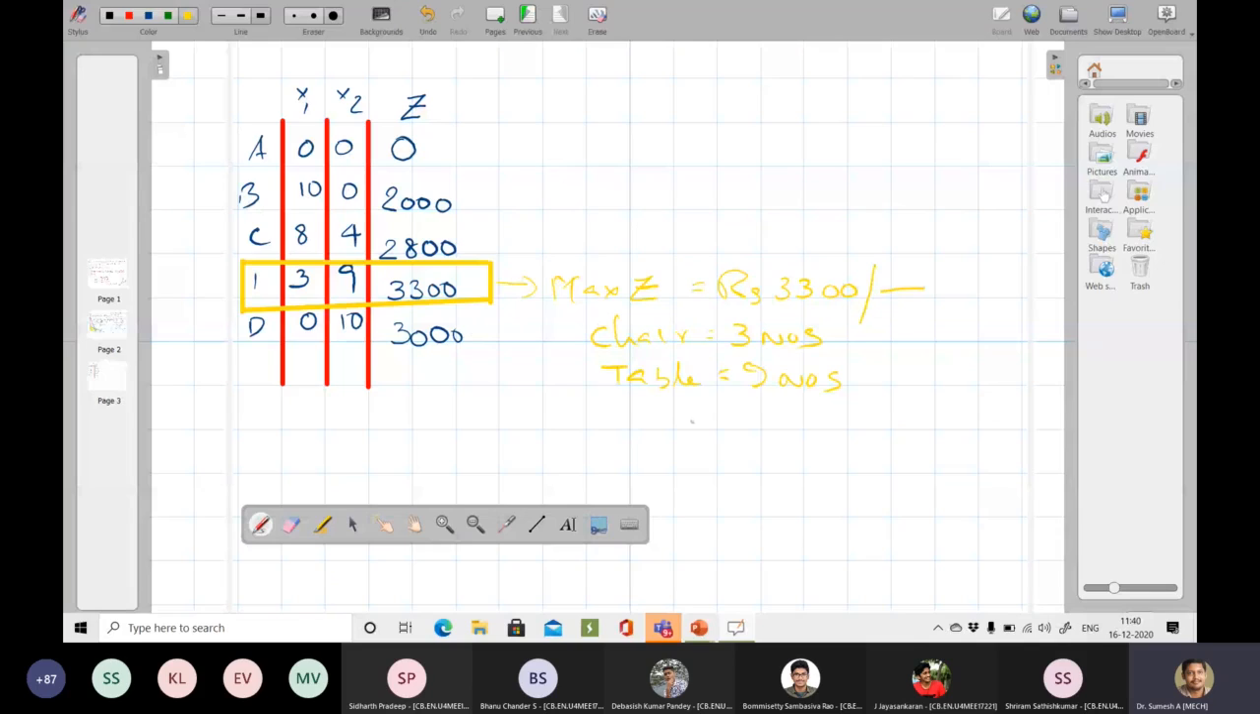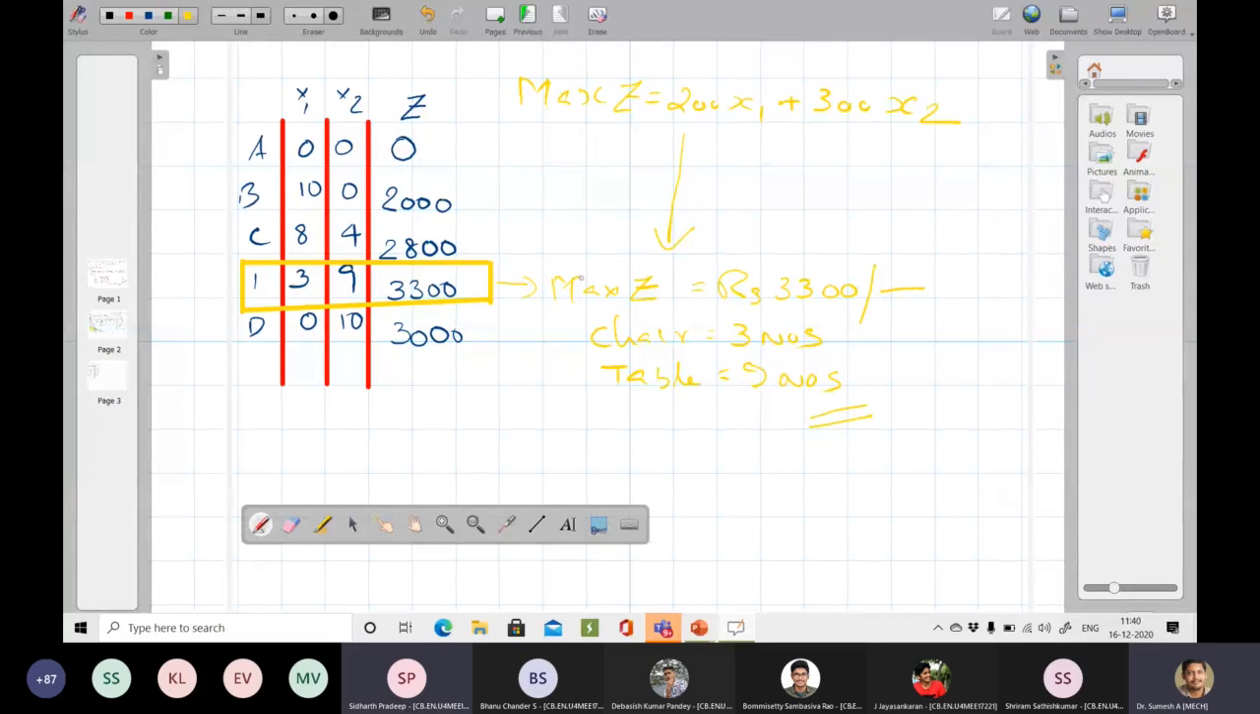What was my maximum Z equation? Maximize Z equals 200 X1 plus 300 X2. So Z max is returning the maximum as 3,300 for the case of manufacturing three chairs and nine tables. Was it clear? Any doubts, any discussions we can have?